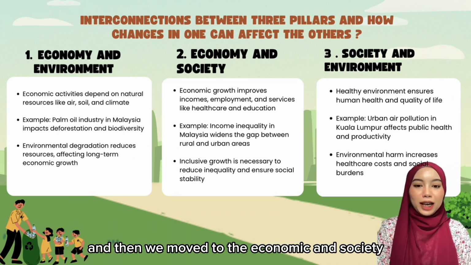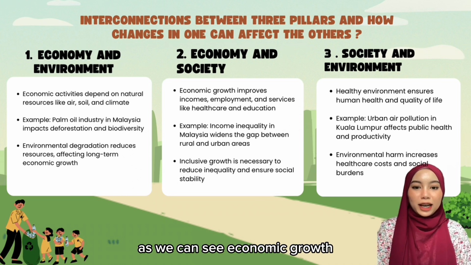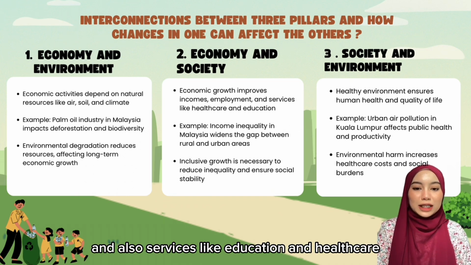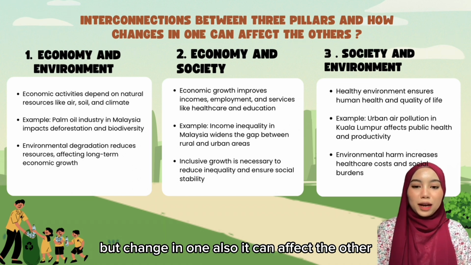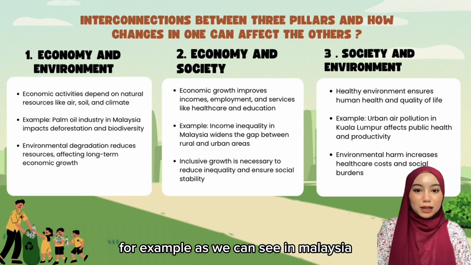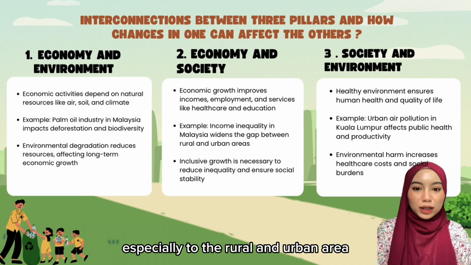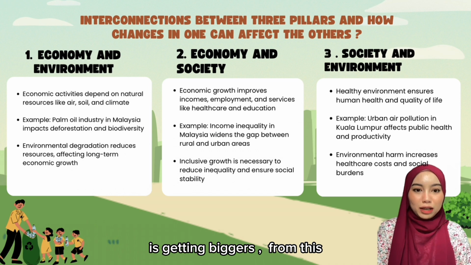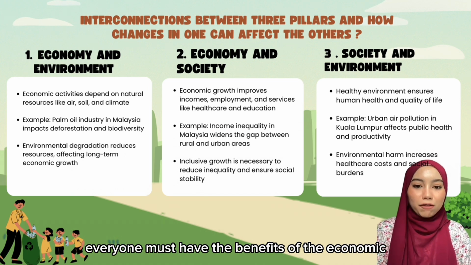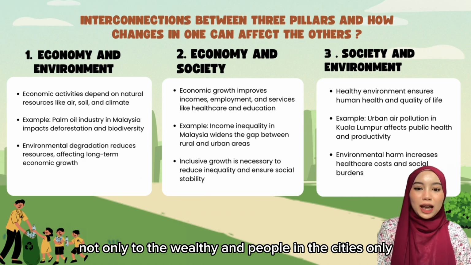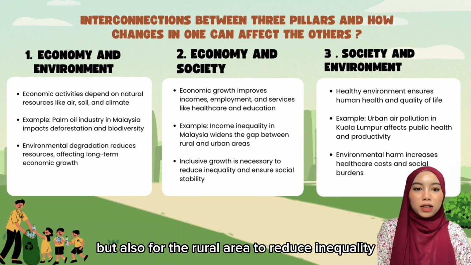And then we move to the economy and society. As we can see, economic growth can improve our income, employment, and also services like education and healthcare. But change in one can affect the others. For example, in Malaysia, the gap between poor and rich people, especially between rural and urban areas, is getting bigger. From this, everyone must have the benefits of the economy, not only the wealthy and people in the cities, but also the rural areas, to reduce inequality.